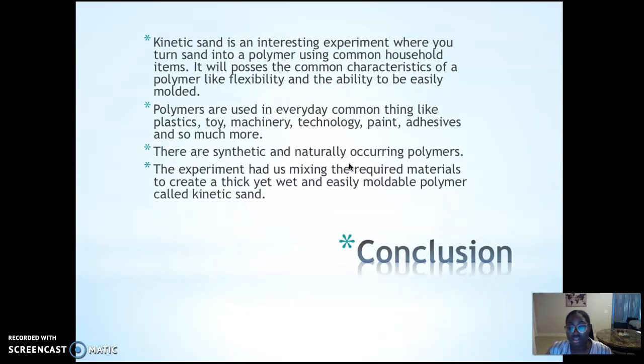So in conclusion, kinetic sand is an interesting experiment where you turn sand into a polymer using common household items. It will possess the common characteristics of a polymer like flexibility and the ability to easily be molded and stretched and all kinds of things. Polymers, like I said, are used in everyday common things. I won't go over those again. There are synthetic and naturally occurring polymers, and the experiment basically had us mixing the required materials in a certain ratio to create a thick, wet, easily moldable polymer called kinetic sand that is just fun to use.